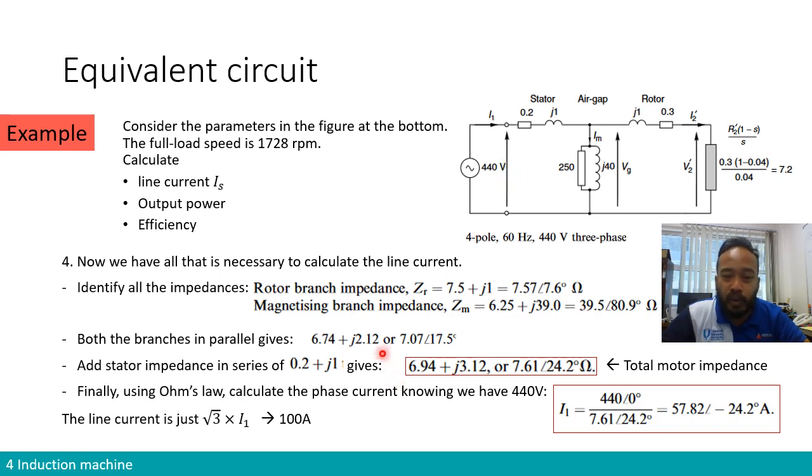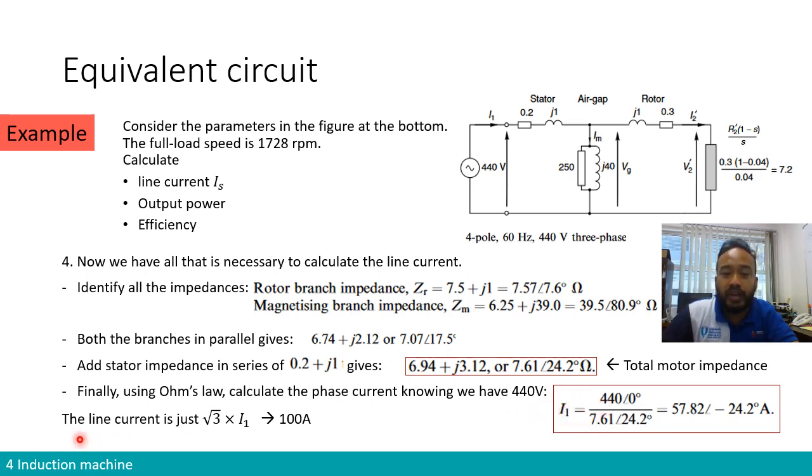Therefore, you can use Ohm's law to calculate the current. The phase current I1 is the voltage, 440 volts at phase 0 because it is the reference, divided by the impedance, which is 7.61 with an angle of 24.2. If you do the division, you get 57.82 with an angle of minus 24.2 degrees amps. So this is the AC phase current I1.